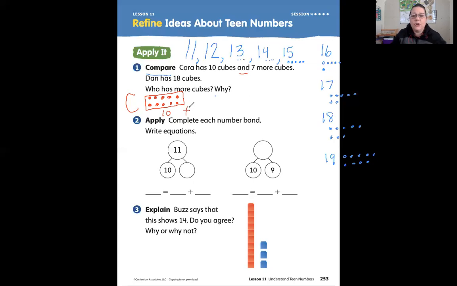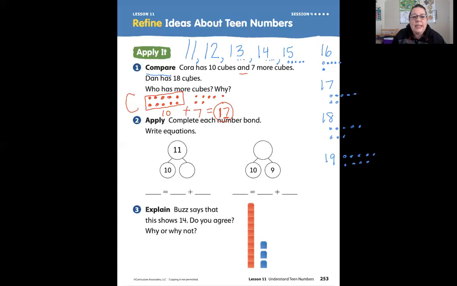So "and" is our joining word, telling me that I'm going to put those together, right? 7 more cubes. So let's draw 7 more. 1, 2, 3, 4, 5, new line, 6, 7. 10 plus 7. 10, 11, 12, 13, 14, 15, 16, 17. So I have 17. That's a teen number, right? So Cora has 17.